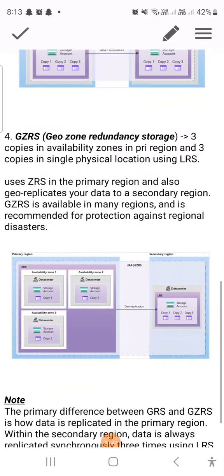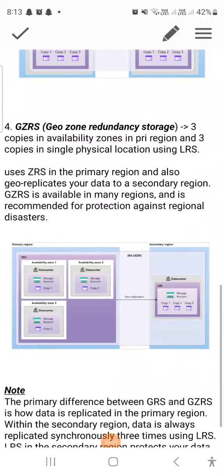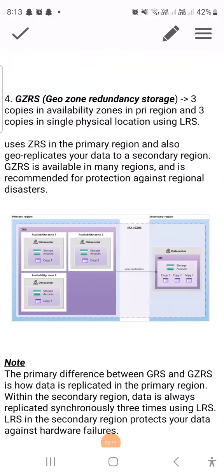So what is the next one? The fourth one is geo zone redundancy store. 3 copies of your data are stored inside availability zones in the primary region. So this is ZRS, right? And 3 copies in a single physical location using LRS in the secondary region. So it uses ZRS in the primary region and also geo-replicates your data to a secondary region.